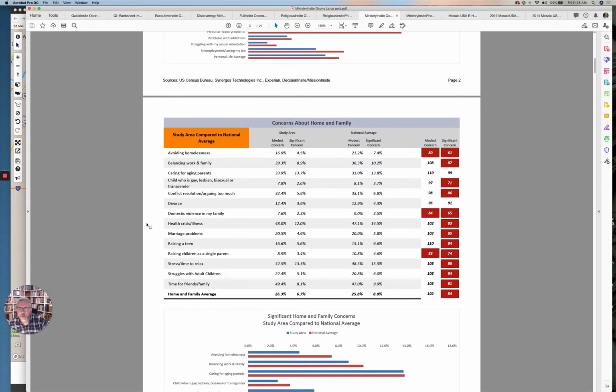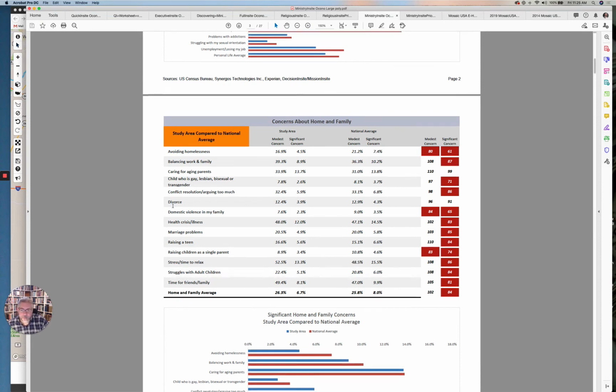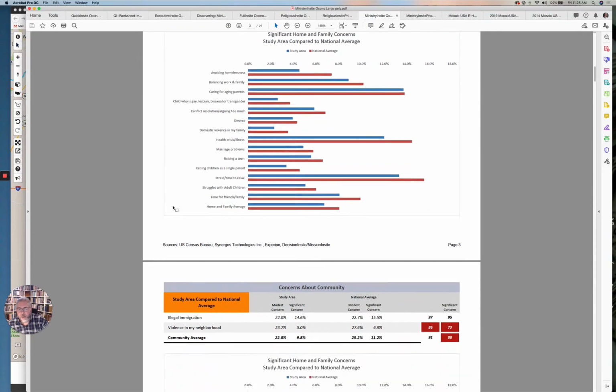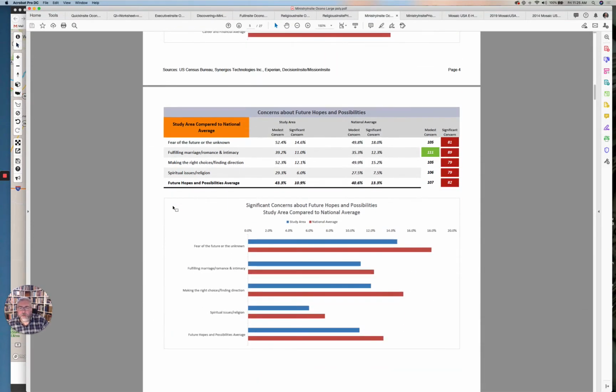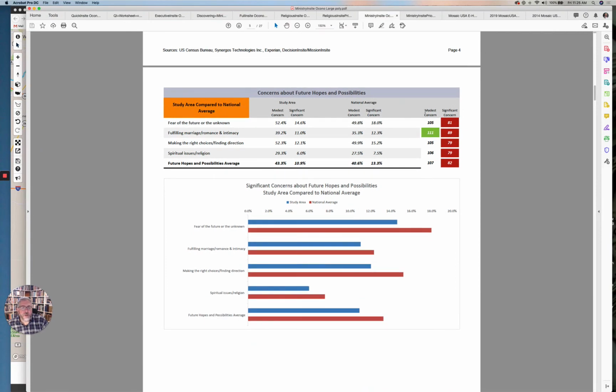Likewise, what are some of the other concerns that they're expressing? Caring for aging parents, issues of divorce. Again, with a high marriage rate, these are middle-aged, so part of this may be a sandwich generation. Again, a lot of times you'll see the numbers as well as the graphs. These issues are really a modest concern. You see it's green, so that should get your attention a bit more. There are concerns of hopes and possibilities, fulfilling marriage, romance, intimacy.